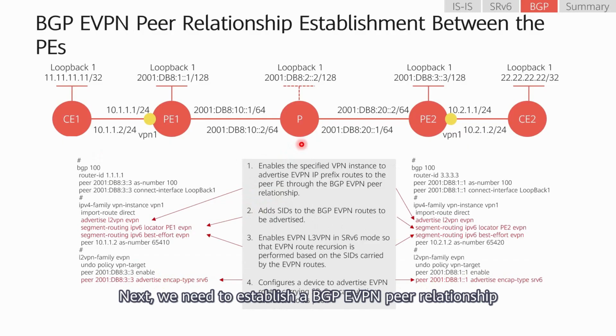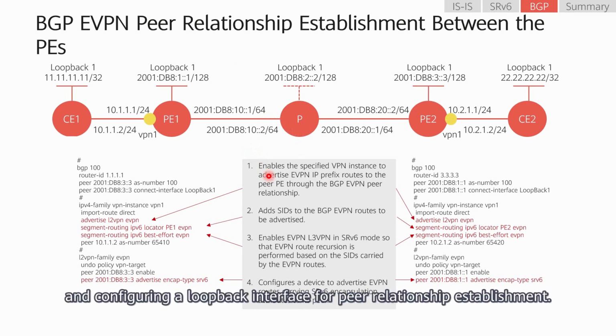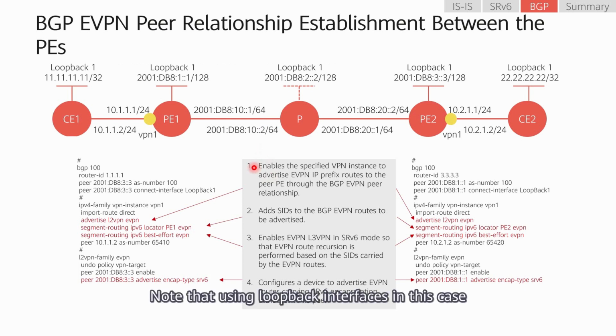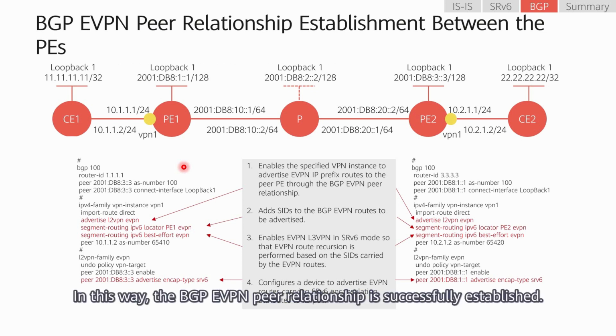Next, we need to establish a BGP EVPN peer relationship between the PEs to transmit the routing information of the CEs. This involves specifying an IPv6 peer and configuring a loopback interface for peer relationship establishment. Note that using loopback interfaces in this case improves the robustness of the BGP peer relationships. Following that, we need to enable the peer in the L2 VPN EVPN address family. In this way, the BGP EVPN peer relationship is successfully established.